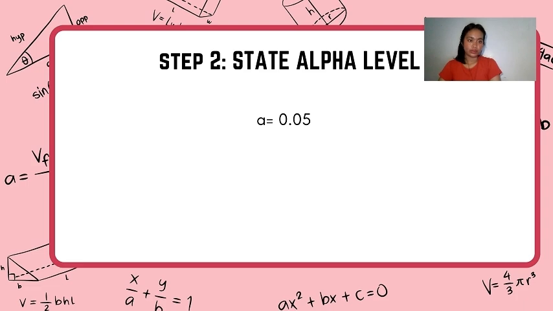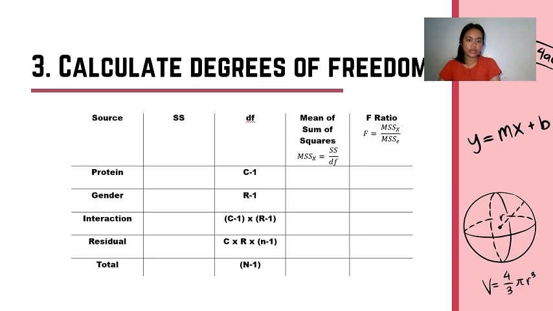Step 2 is the level of significance, which in this case will be 0.05. And then the next step is to calculate the degrees of freedom. To calculate the degrees of freedom for protein, you should be using C minus 1, where C stands for column, and R minus 1, where R stands for row. Interaction is C minus 1 times R minus 1, within is C times R times N minus 1, and total is N minus 1.